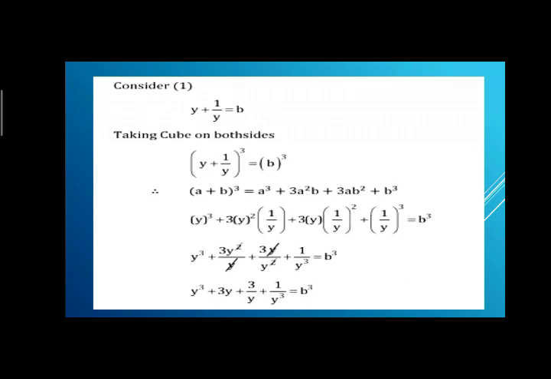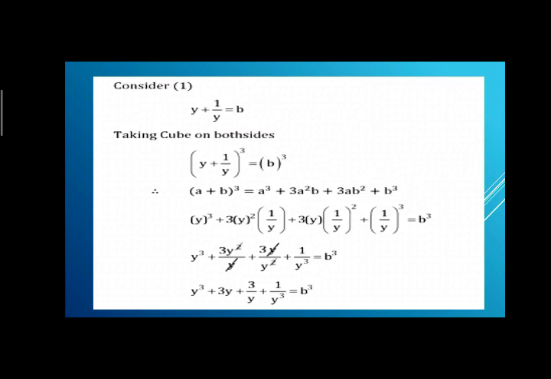After applying the formula of cube, that is a plus b whole cube is equal to a cube plus 3a square b plus 3ab square plus b cube. Now your term becomes y whole cube plus 3y square into 1 over y plus 3y into 1 over y whole square plus 1 over y whole cube, that is equal to b cube. Now simplify the term after the cancellation. You have y cube plus 3y square by y plus 3y by y square plus 1 over y cube is equal to b cube.